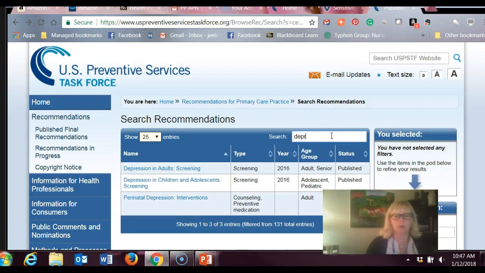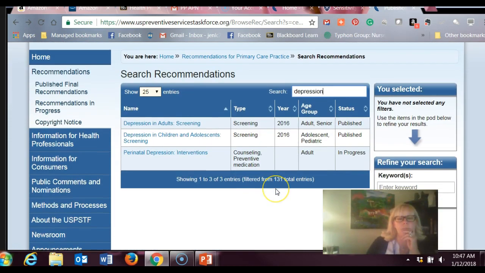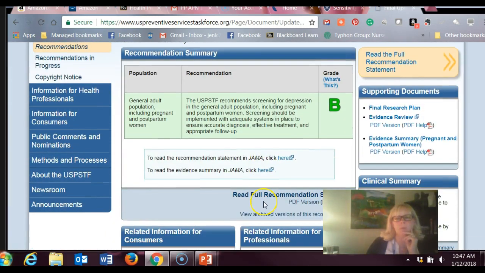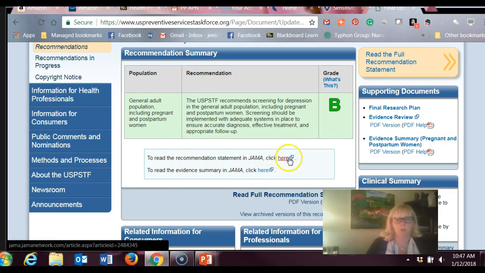Let's look up depression, where screening has been around for a long time. Okay, so we have depression in adults, children, adolescents. This came out in 2016. Let's look up depression in adults. All right, so a B recommendation is good, which means that yes, we should screen for depression, including pregnant and postpartum women. It should actually be done at every visit. So if you want to read further into it, you click on that.